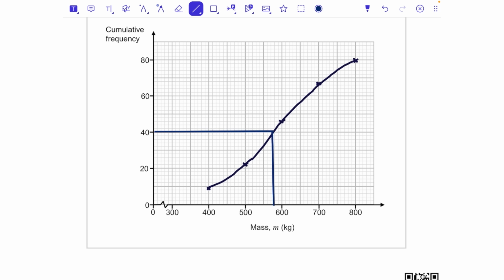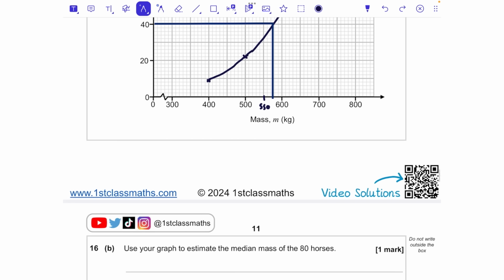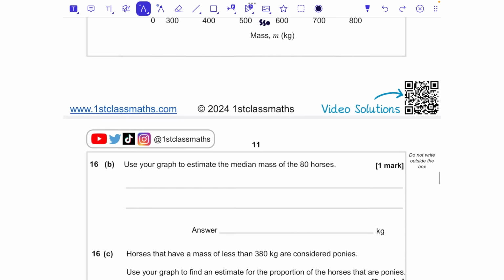Now for me, that is bang in the middle of that box. So let's have a look here. This would be 550. So I'm going to say 575 for that. You might be slightly different. I'd probably go half a square either side maybe. As long as you're reading correctly off your graph and you're within a small range of that, you should be absolutely fine. So 575 kilograms there.